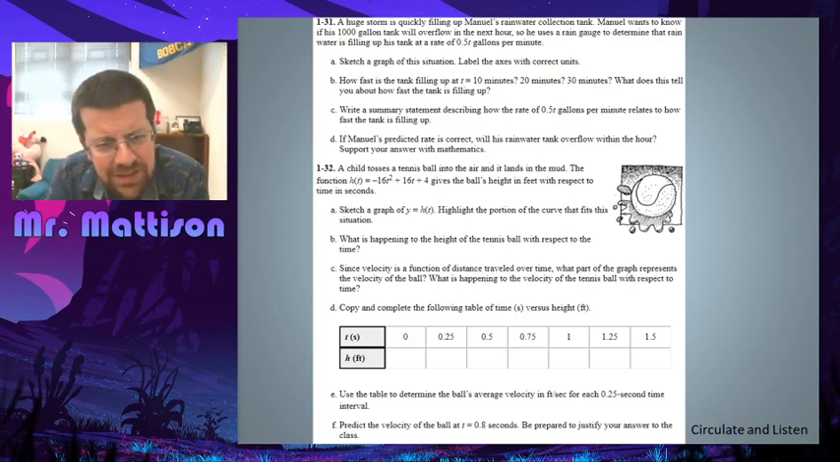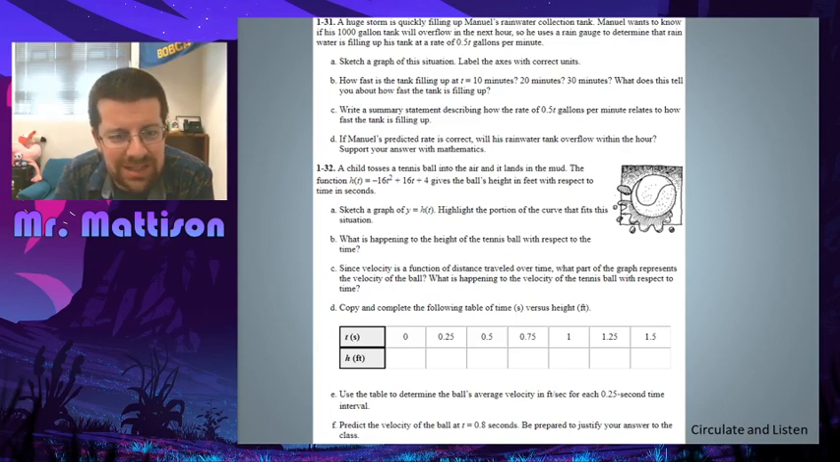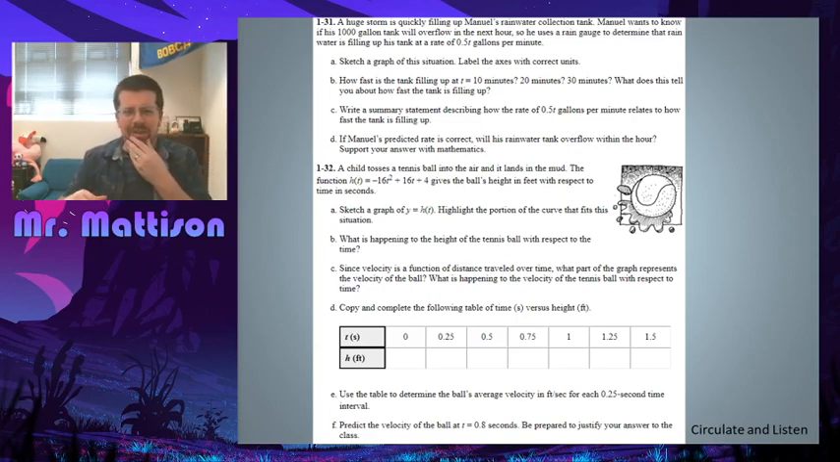Right, and then part C here, since velocity is a function of distance traveled over time, what part of the graph represents the velocity of the ball? So this is one of the kind of big questions, and if you've done a lot of physics, this should be kind of second nature to you. But if you haven't, that's where I'm kind of going to assume you kind of are.